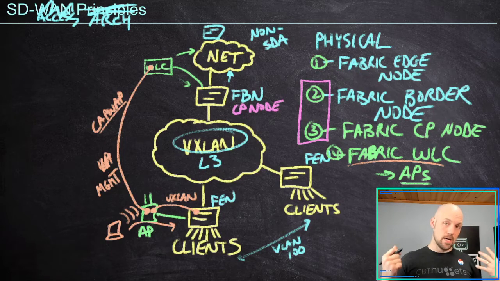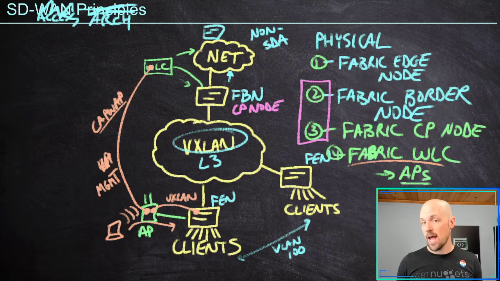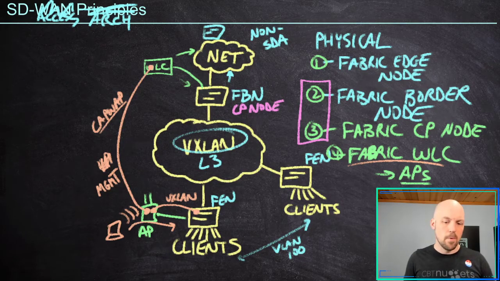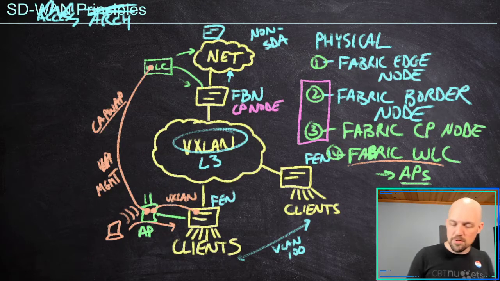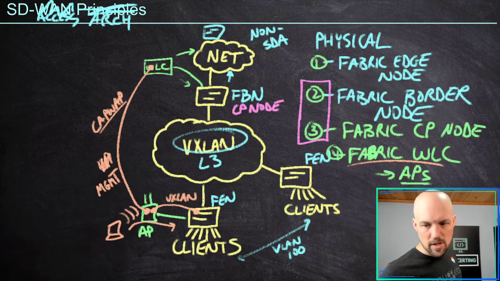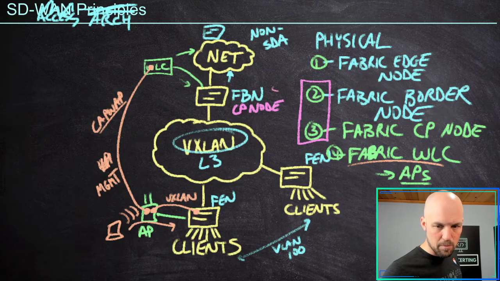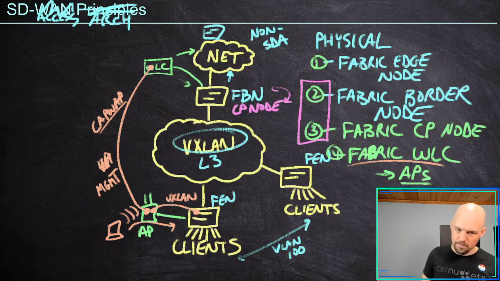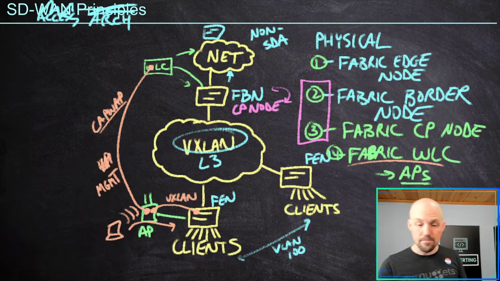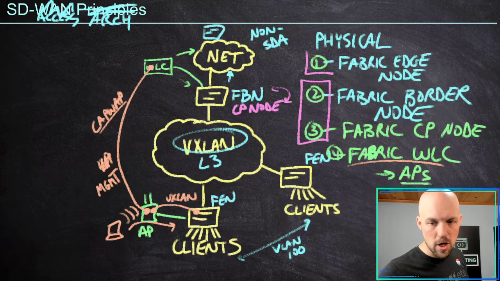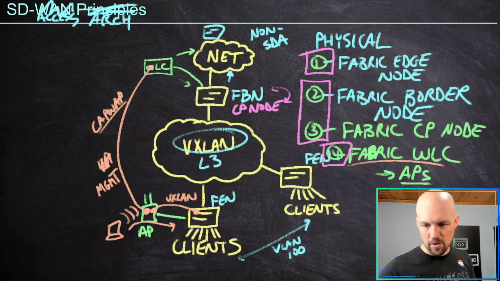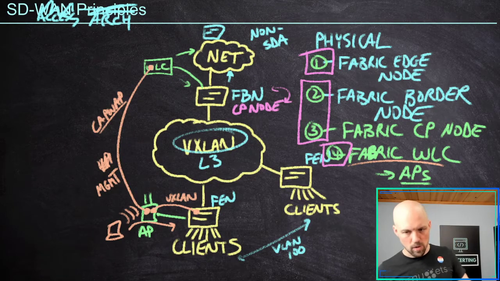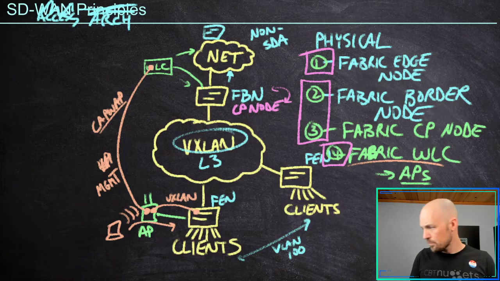Could it be a 2960X stack? No. Okay, no, that's not going to work. It can't be a 2960, but we do need to know what platforms are supported and what roles. In most cases, we can actually combine a device to be a fabric border node and a fabric control plane node. However, once a device is a fabric edge node, it can only be a fabric edge node. And the wireless LAN controller is kind of in its own category. So as you can imagine, we're not combining that with anything else as well.